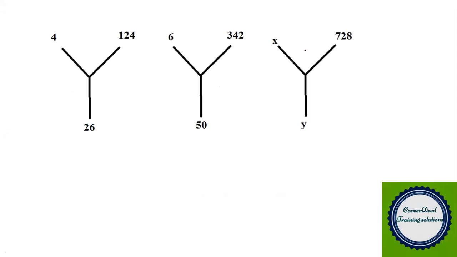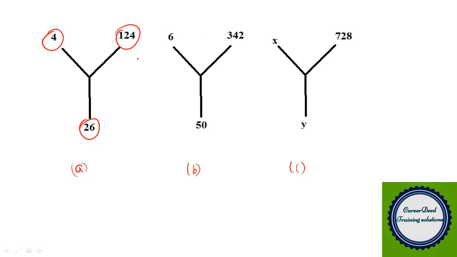So here you have a number puzzle, right? You can look at the three figures here. You can name these figures A, B and C for our convenience. Now, if you look at the numbers, you have 4, 124 and 26. Could you relate these numbers? If you could relate them, then this problem is really simple. We haven't followed any simplification process.